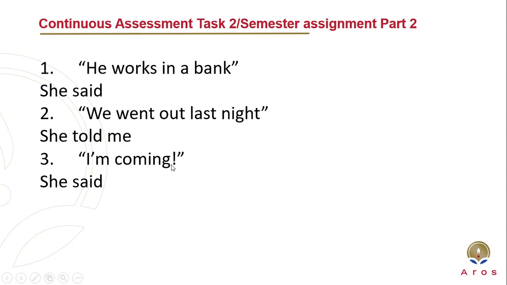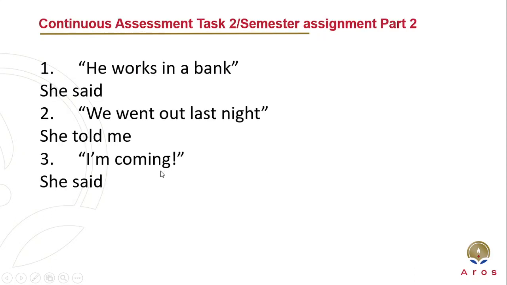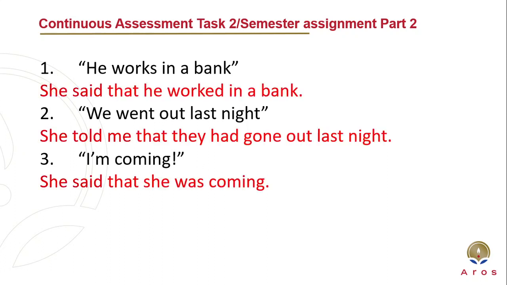Number 3, I'm coming, which is the same as I am coming. It is present continuous tense, and if we look at our table, we know present continuous changes to past continuous, so that should read: she said that she, because we need to refer back to the same pronoun, she was coming, met past continuous to mark. Let's have a look, check our answers.